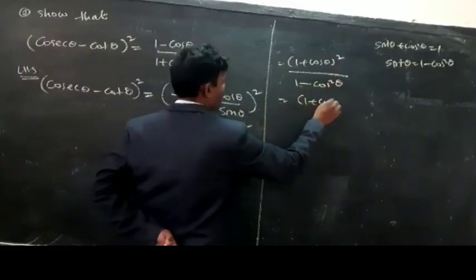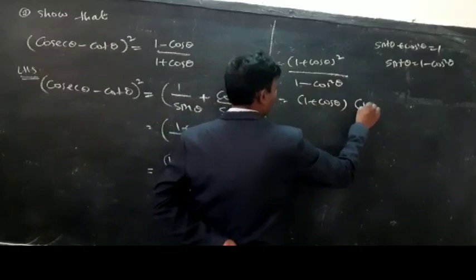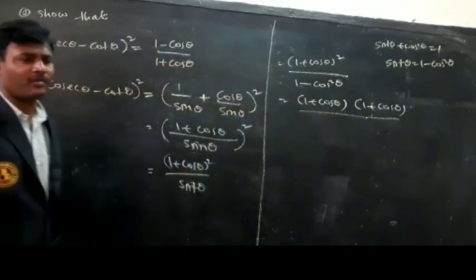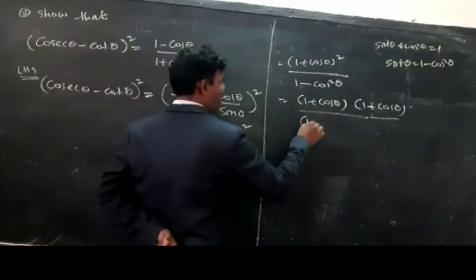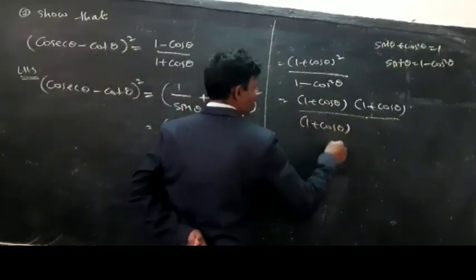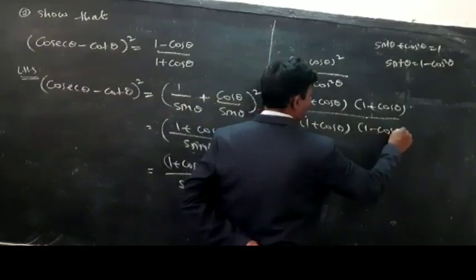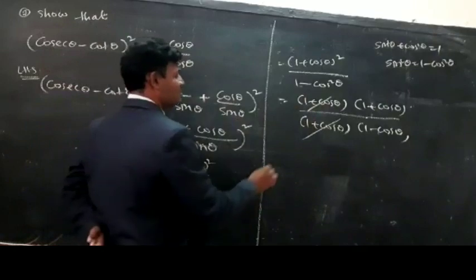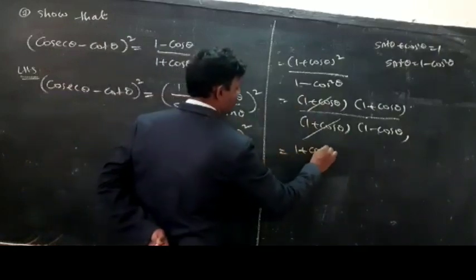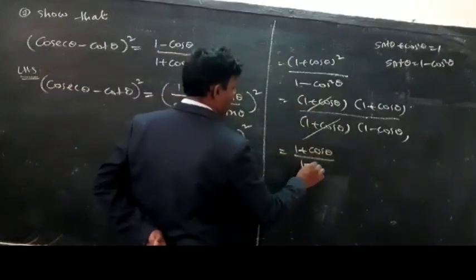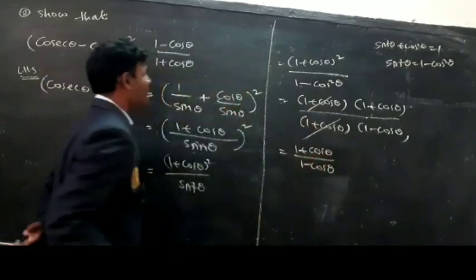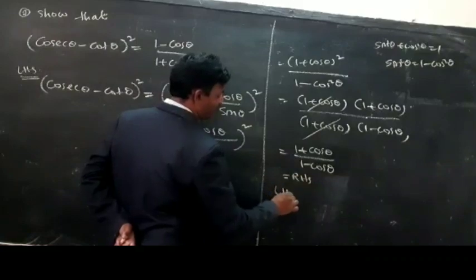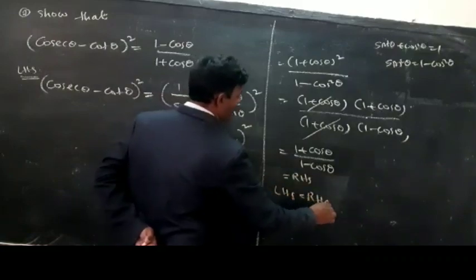So (1 plus cos theta) into (1 plus cos theta) by, in the form of a square minus b square. What is the formula? (a plus b) into (a minus b). One plus cos theta gets cancelled. So what is the remaining answer? (1 plus cos theta) by (1 minus cos theta). It is nothing but the RHS. So finally, the value of LHS is equal to the value of RHS.